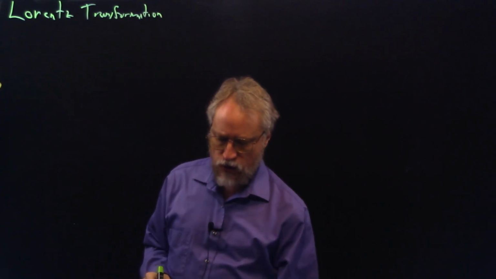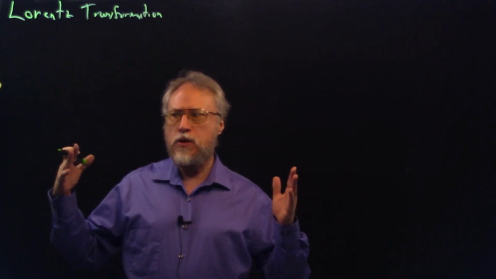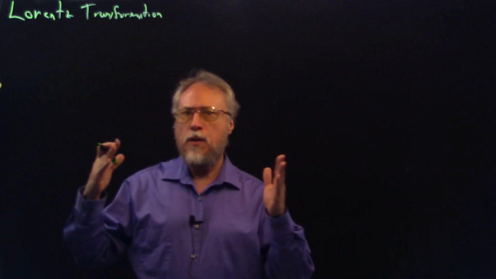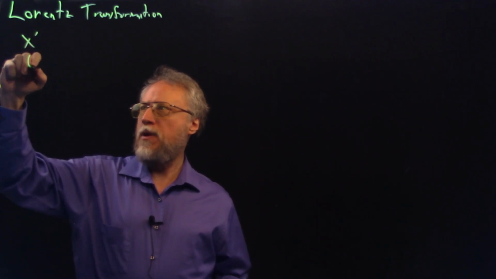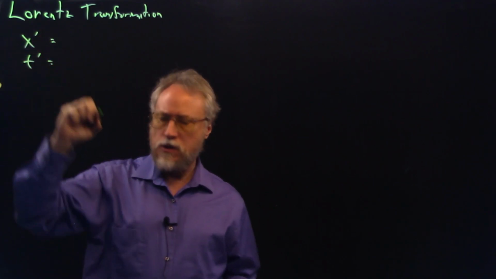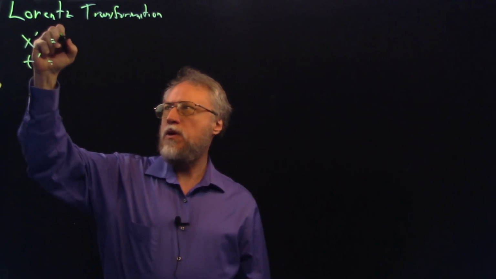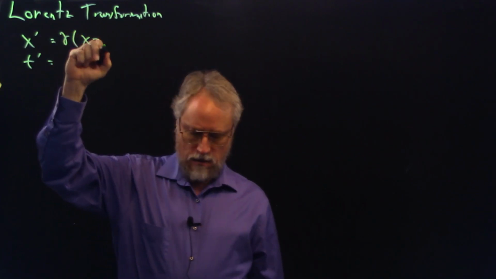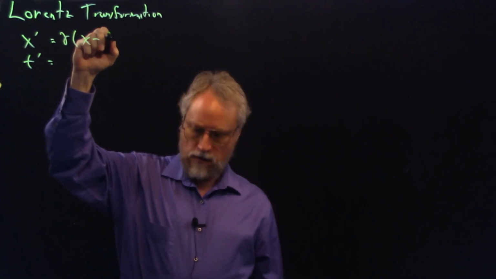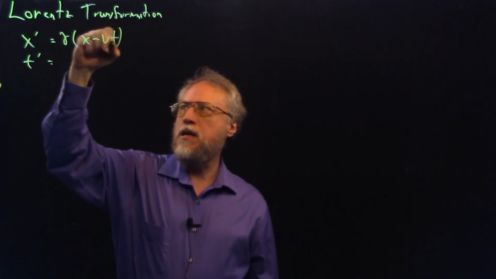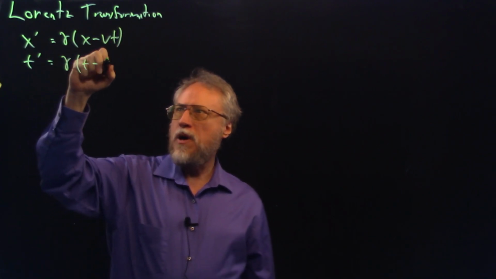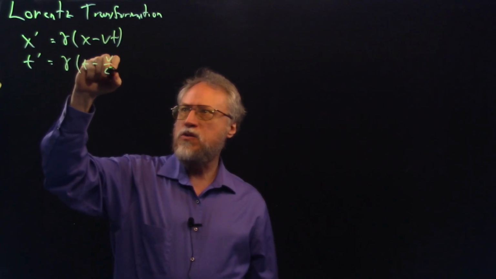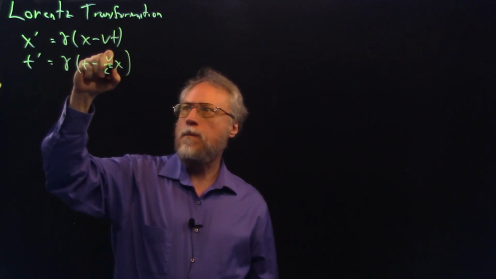And the Lorentz transformation just tells you how to convert between your reference frame and my reference frame. So we have x prime and t prime given as a function of x and t. So x prime is gamma (x minus vt), and t prime is gamma (t minus v over c squared x).